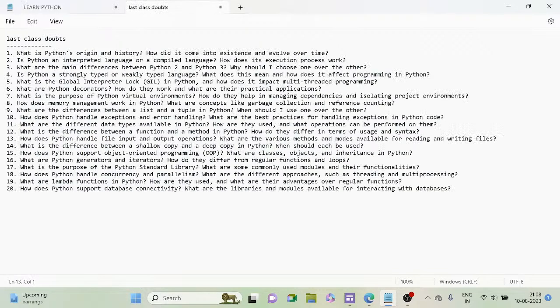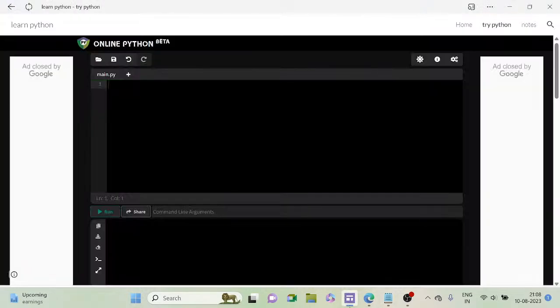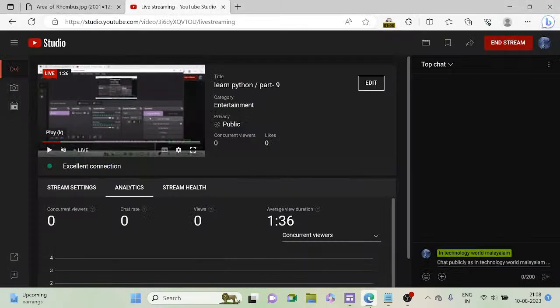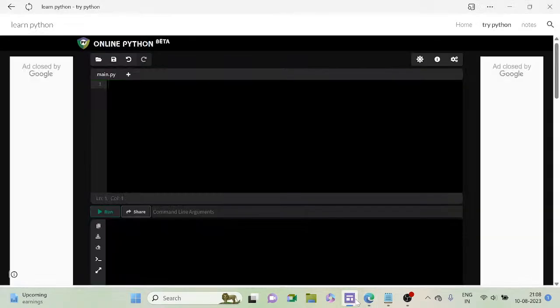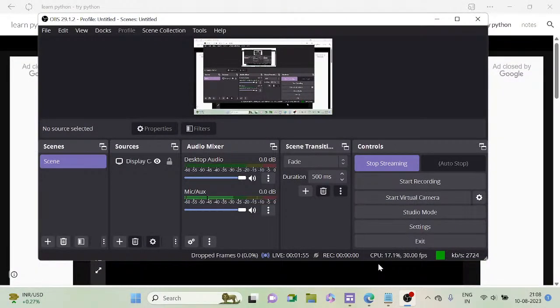And today we have 20 doubts pending. These are all doubts outside the programs, meaning they are about the Python language itself, not about the programs we are doing. Some are going to start with Python only, so for them I will be solving it today. So don't worry about it.